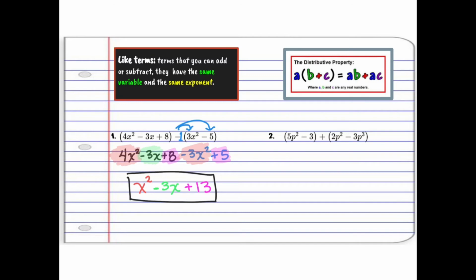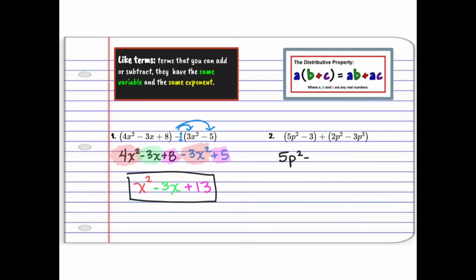So we're going to do a second example right here, number 2. We have 5p to the second power minus 3 plus 2p to the second power minus 3p to the third power. Okay, so we start from the same point. We need to get rid of parentheses. And again, to get rid of my first set of parentheses, there's nothing I have to do. So this is going to stay exactly the same.